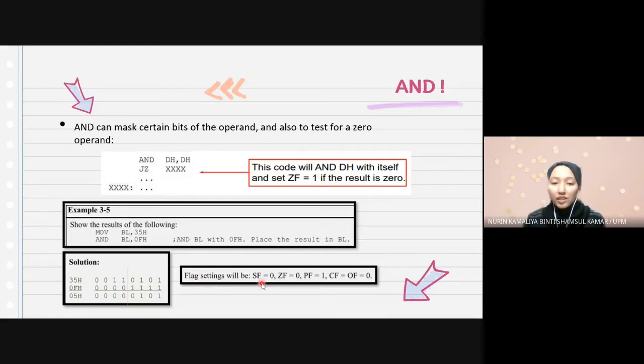So the flag setting will be SF equals 0, ZF equals 0, PF equals 1, and CF and OF will reset to 0. SF equals 0 because the D7 status of the result is 0. ZF equals 0 because not all of the result is 0. PF equals 1 because if we look, there is 1, 2, two ones, which means even. And when even, the parity flag equals 1.